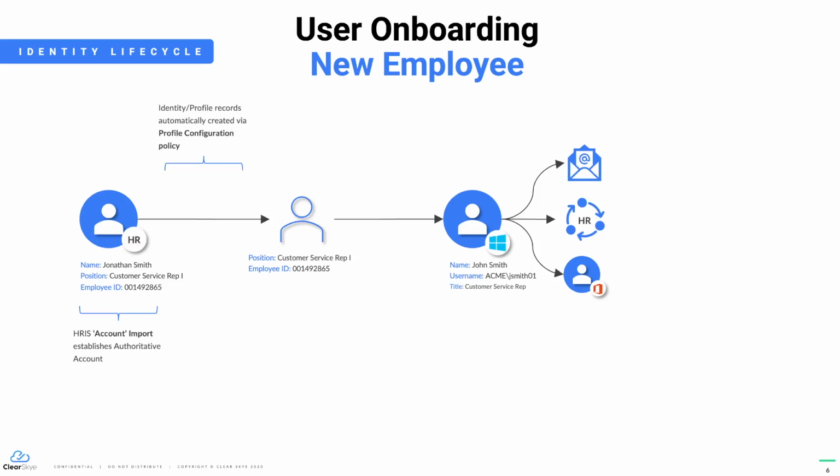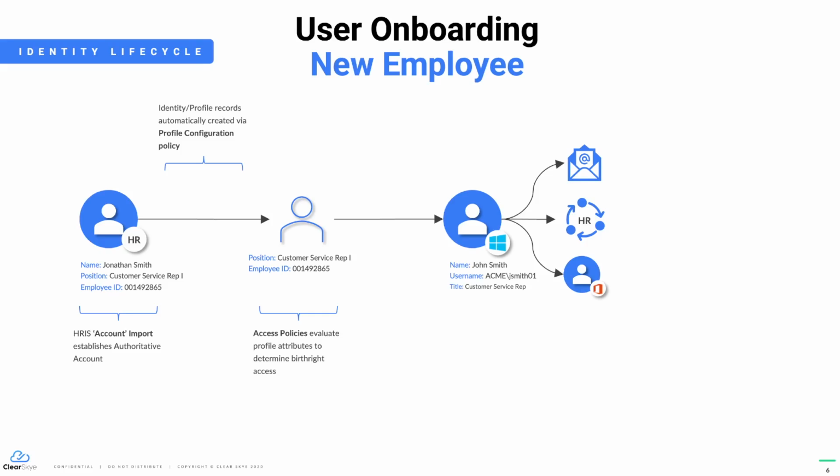This automatically triggers a low-code flow, the capabilities of which are configured with a profile configuration. This is the new policy within Clear Skye. This policy determines things like the identity type, how the identity is named, and which flow code is used to manage the promotion of the account to be an identity. This is all policy driven.